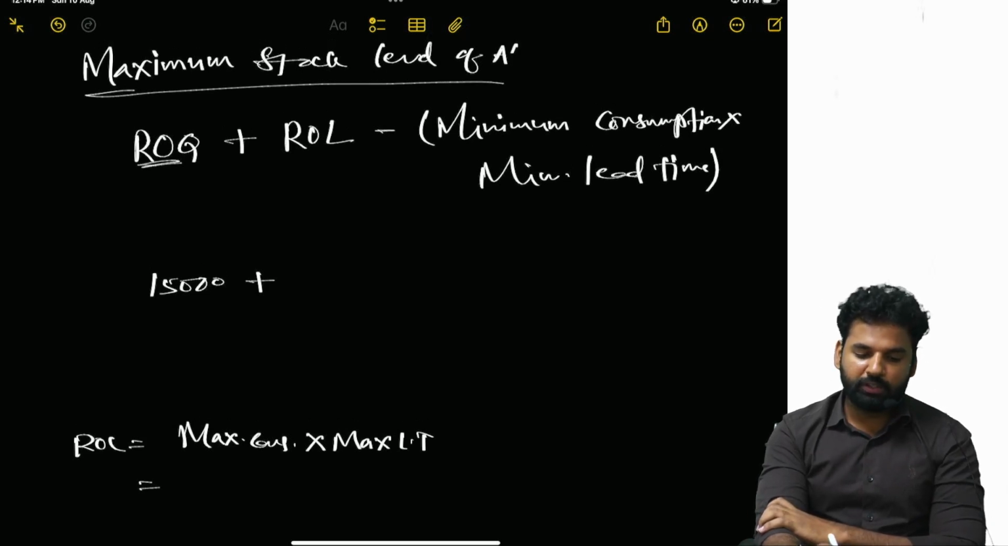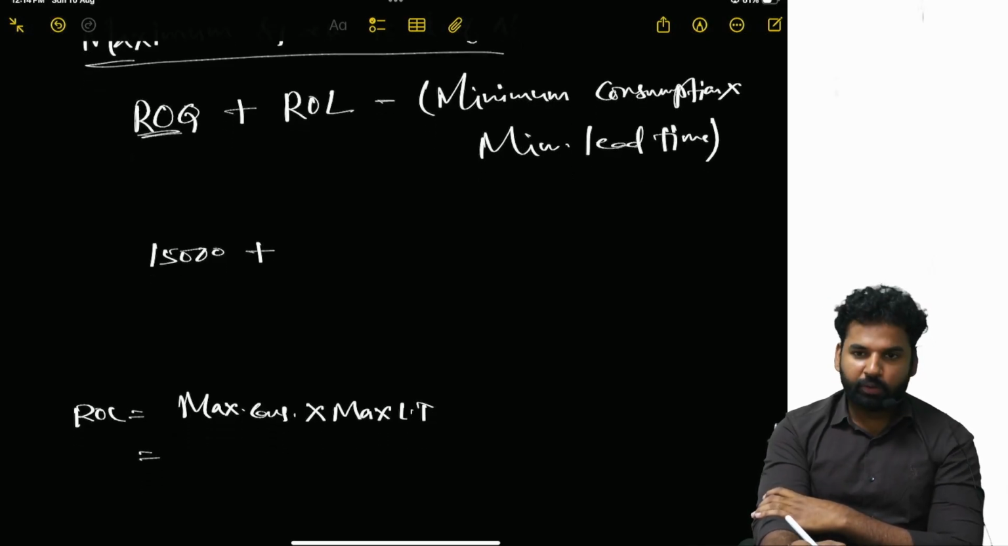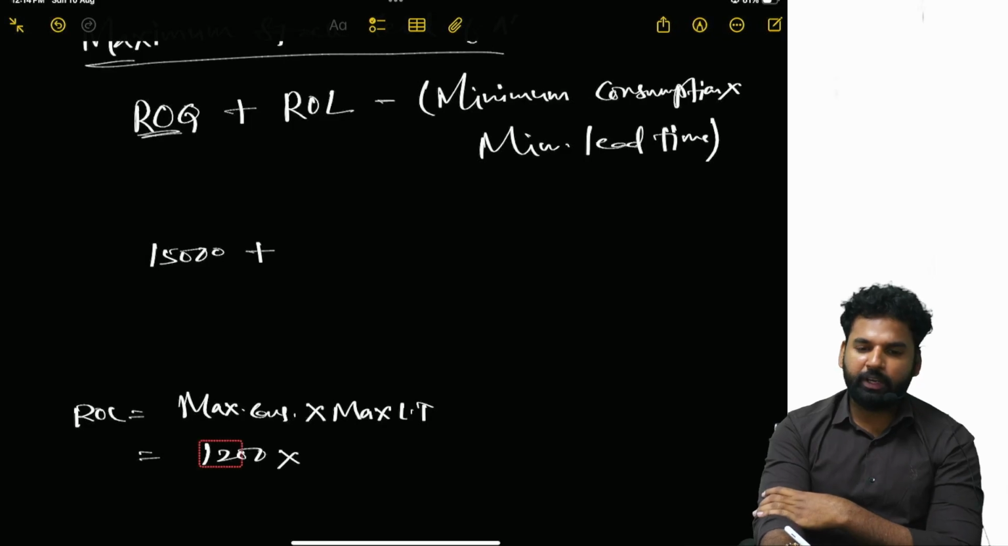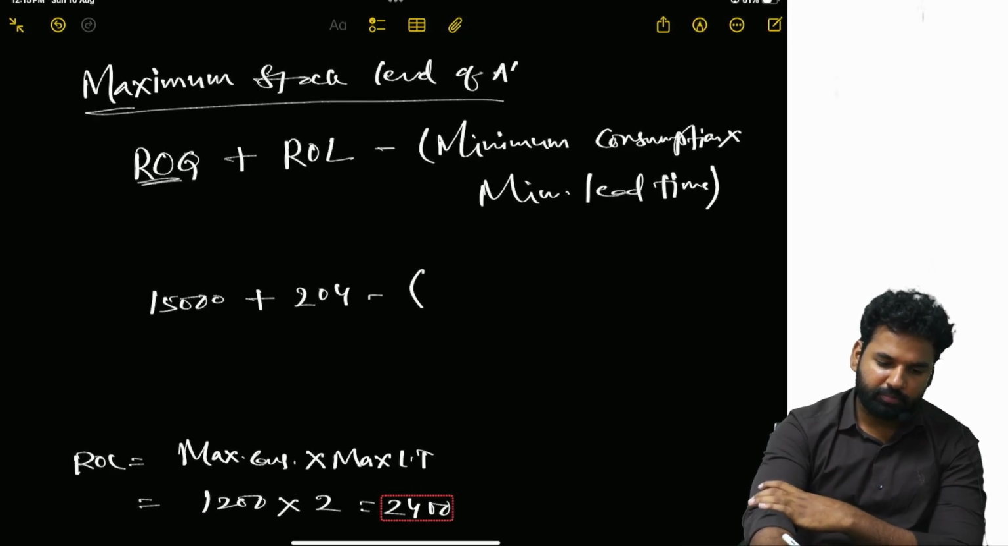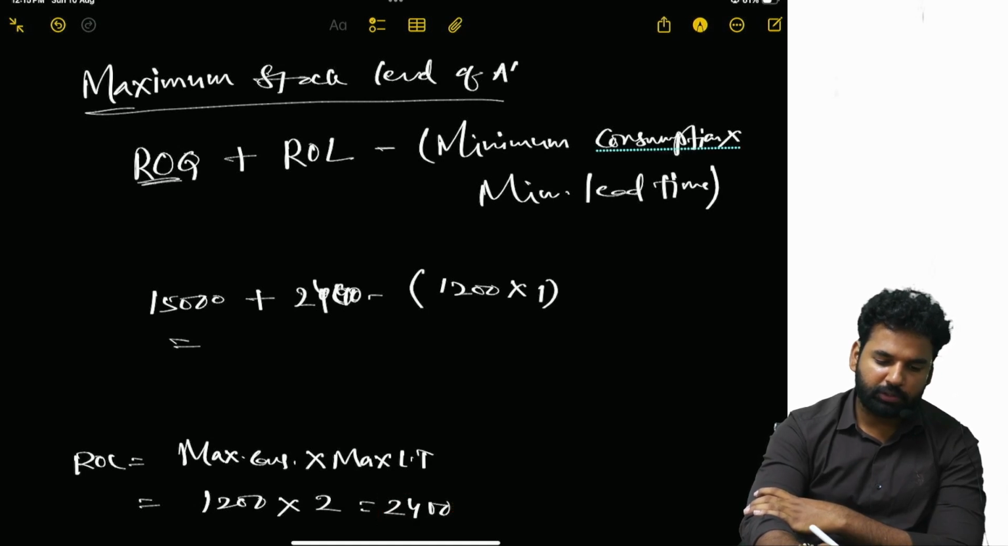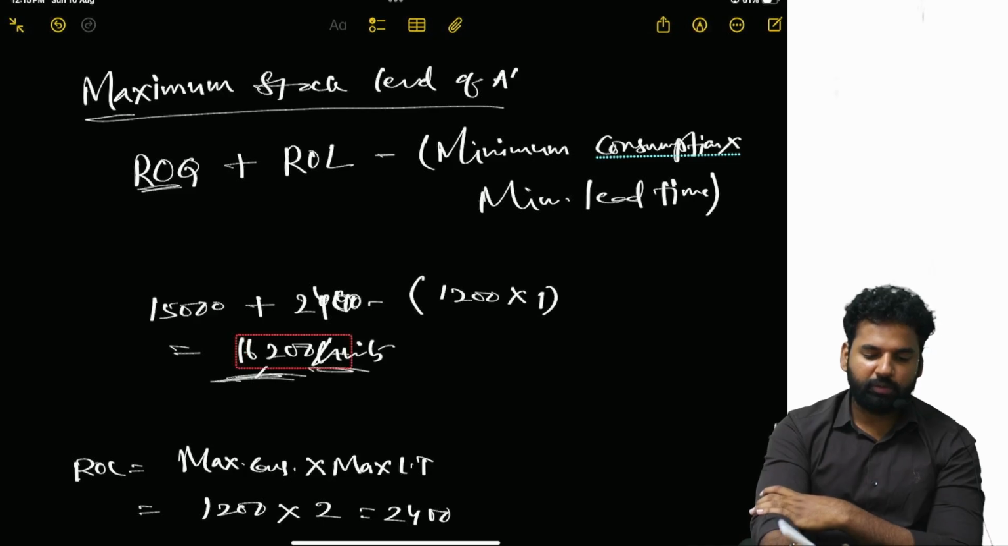What is the maximum consumption per day? Per day, how many units are they consuming? 30,000 divided by 25, which is 1,200, into maximum lead time of 2 days. 2,400 will be ROL. Minus minimum consumption, which is also the same, 1,200, correct? Into minimum lead time 1. So then 16,200 units will be the maximum stock level.